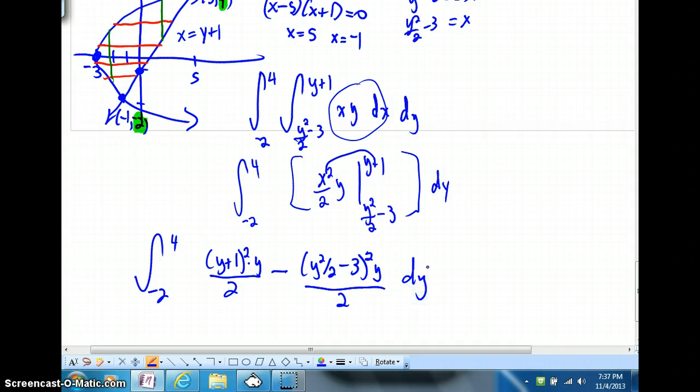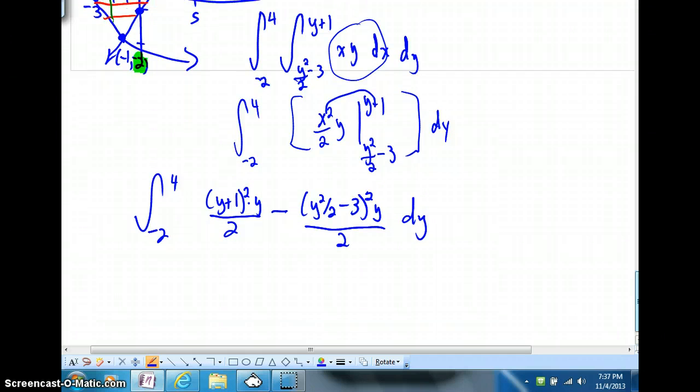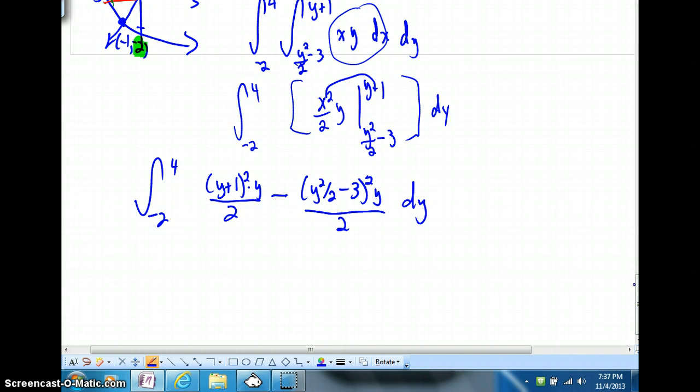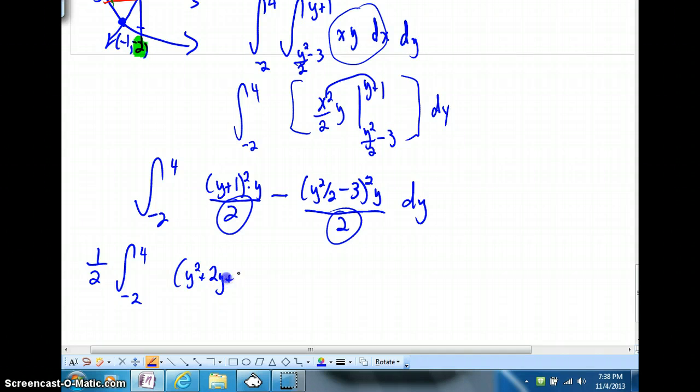And really at this point, the only thing we have to do is just clean this up and work it out. So by the way, immediately what you could do is factor out a 1/2. That might be a smart thing to do, to get rid of all of the fractions altogether. Maybe that would be a nice thing. (y plus 1) squared, well we know that's going to be y squared plus 2y plus 1, and then we'll distribute a y in there.